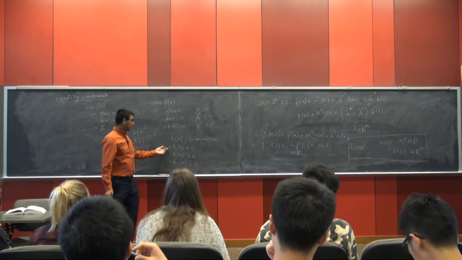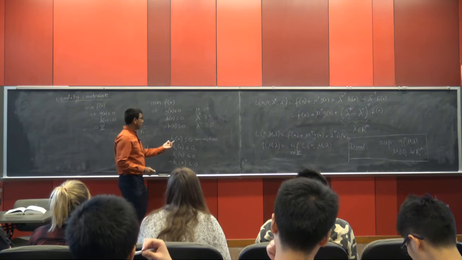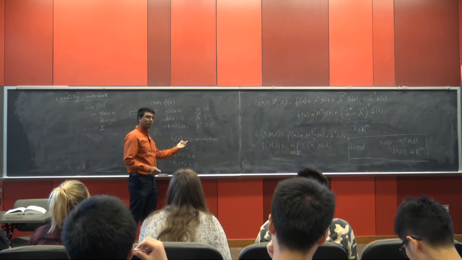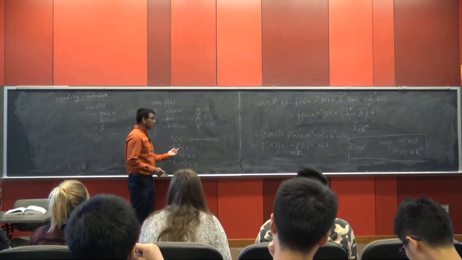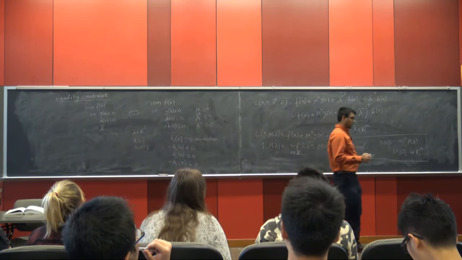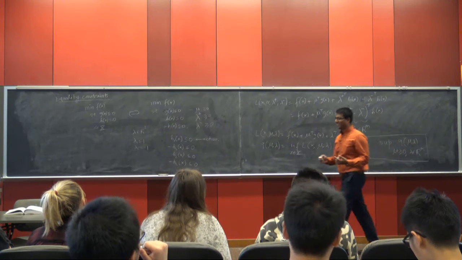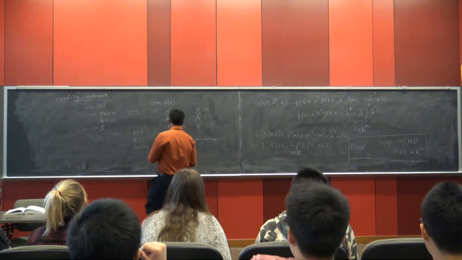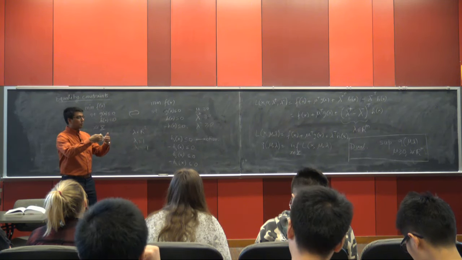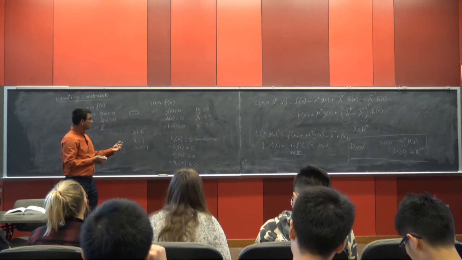Well, of course, if this constraint is active, it means that my h1 of x is equal to 0, right? But what is the value of mu, right?